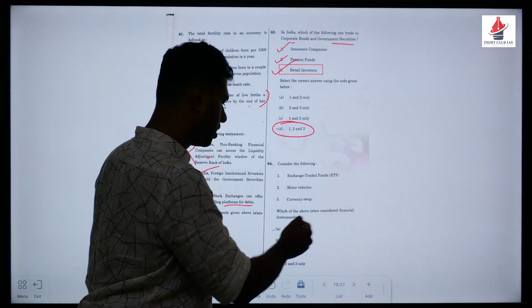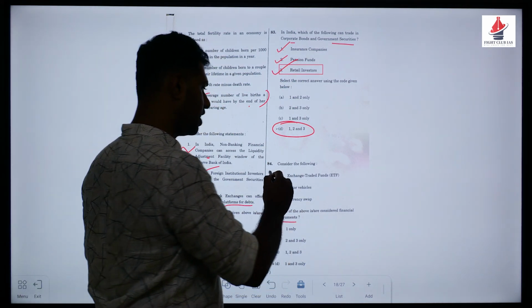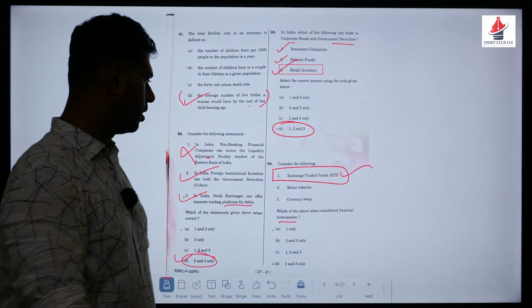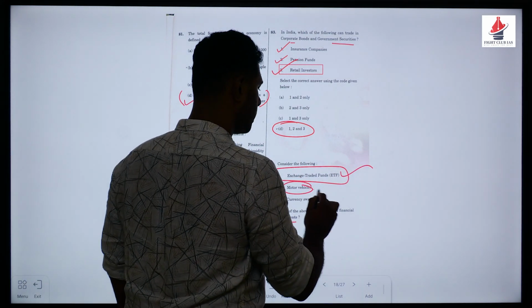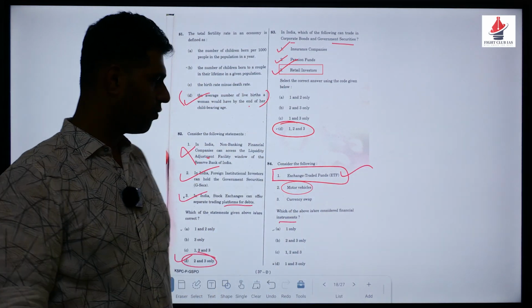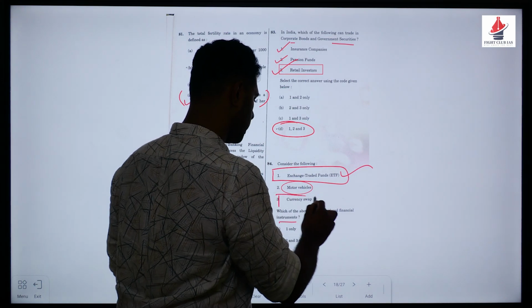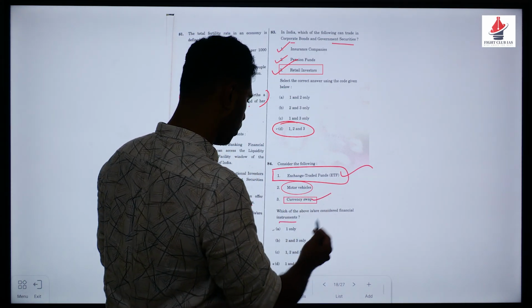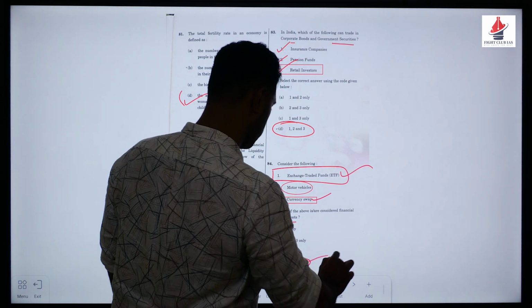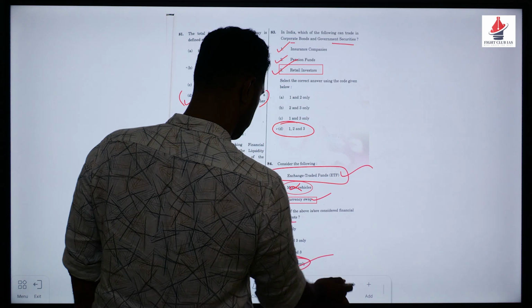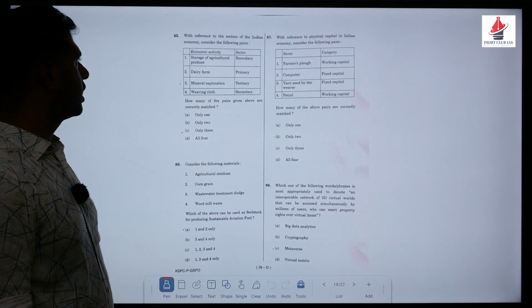Which of the following are considered as financial instruments? Exchange traded funds. Yes, this is a financial instrument, right? Motor vehicles. Motor vehicles is an asset. It is not a financial instrument, it's an asset. It's a non-financial instrument. Currency swap. Yes, currency swap is also a financial instrument. So when you go by this, you have 1 and 3 only. Right? 1 and 3 only is right. Motor vehicles is wrong. Pretty simple question. Moving to the next one.